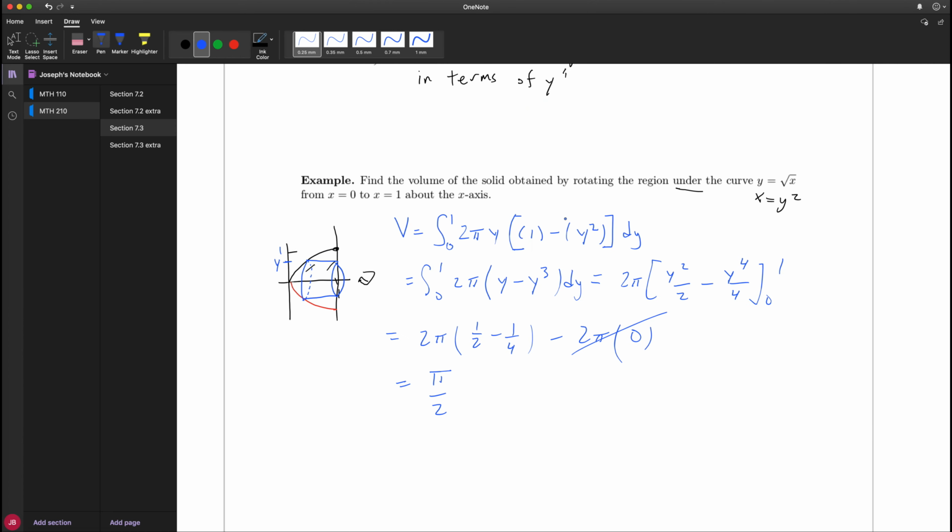In the next video we'll be covering the last page of notes. And then just like section 7.2, we'll also have a little extra practice with some problems.